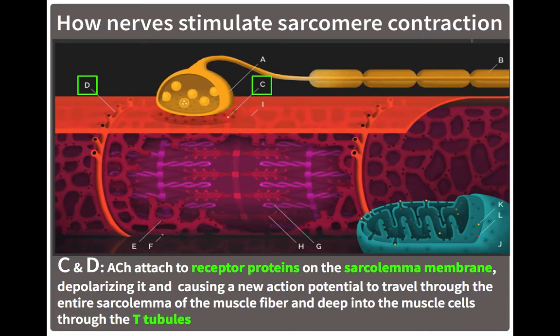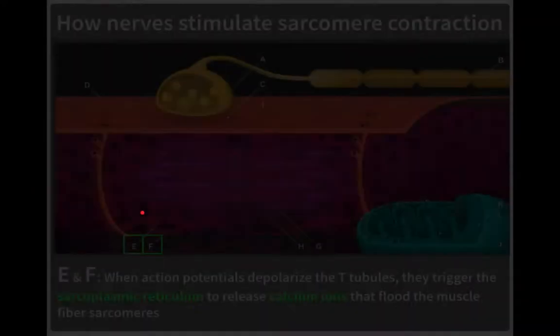So when that happens, when the acetylcholine chemical messengers bind to receptors on the other side, that's going to trigger the entire sarcolemma membrane to depolarize. So you can see there's this flash of light that's going to travel through the sarcolemma membrane in all directions. And it's also going to travel down these T tubules. And so that's what you see here with letter D. So these T tubules basically invade the interior of the cell and allow the action potential to not only travel along the outside of the muscle fiber, but deep into the interior of the muscle fiber as well.